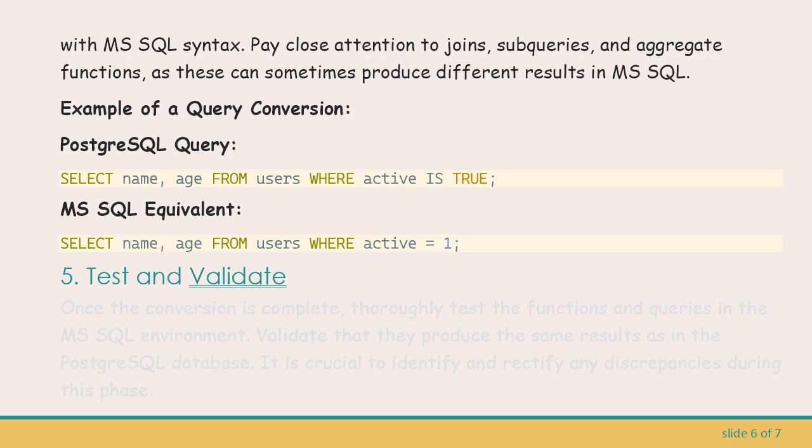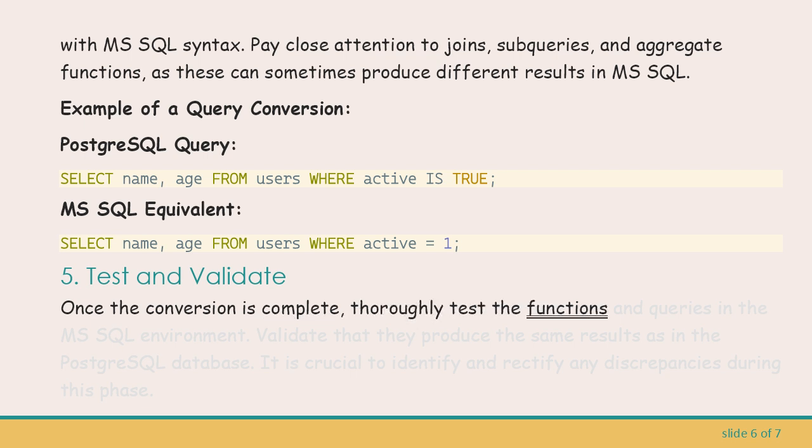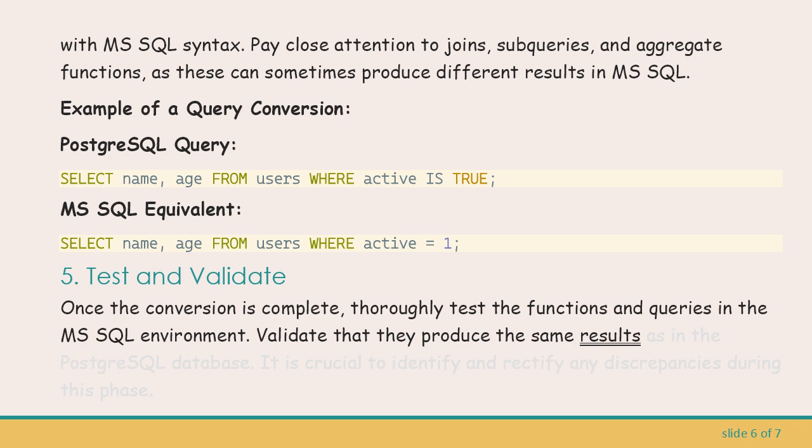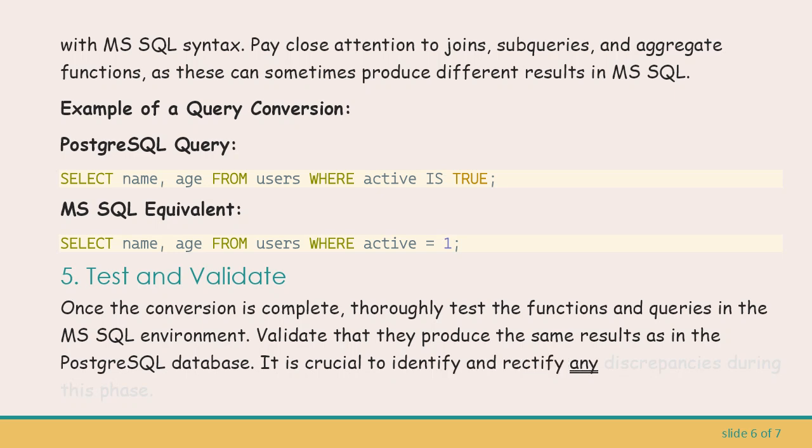5. Test and validate. Once the conversion is complete, thoroughly test the functions and queries in the MS SQL environment. Validate that they produce the same results as in the PostgreSQL database. It is crucial to identify and rectify any discrepancies during this phase.